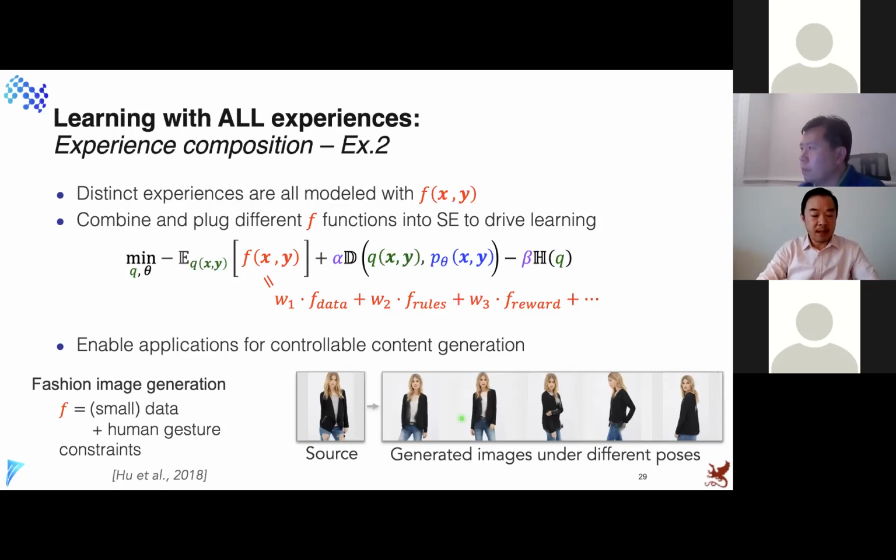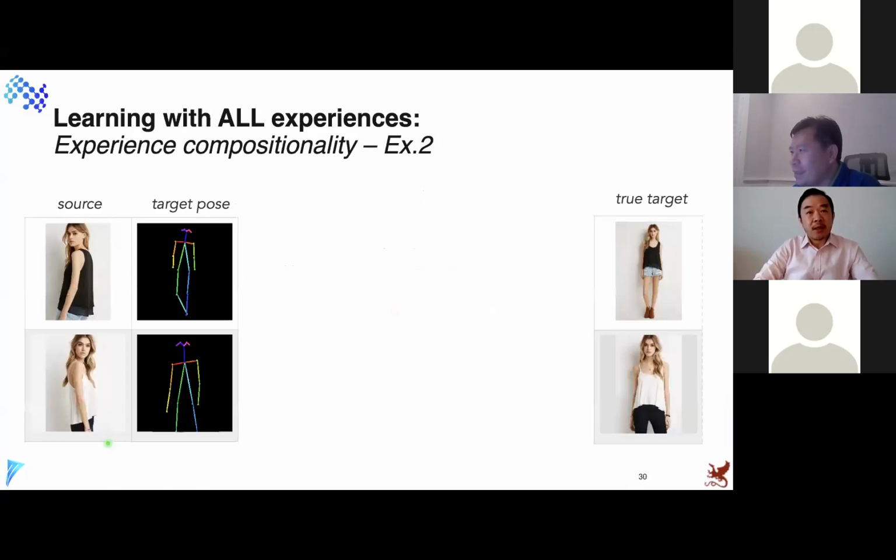You can, for example, begin with a large amount of data of a standard posture, and then you can introduce small data with specific kinds of gestures with different dresses on, but they are very small, maybe even none in terms of the amount of data size. But you can also incorporate the human gesture constraints, so that these constraints can regulate how the output configuration can behave in terms of the body gestures, the positioning of the different body parts, and so forth. And with that, you can actually arrive at a pretty robust image generator, even with very small supervised experiences.